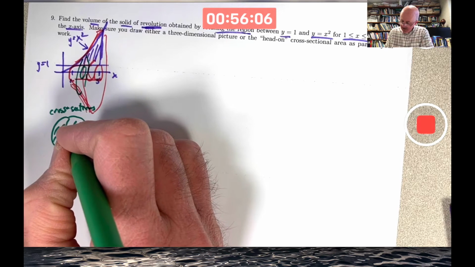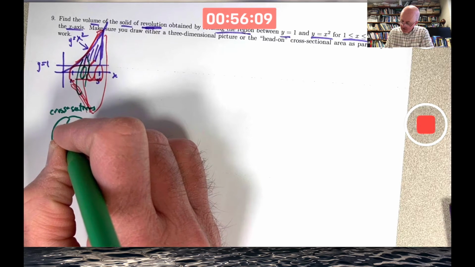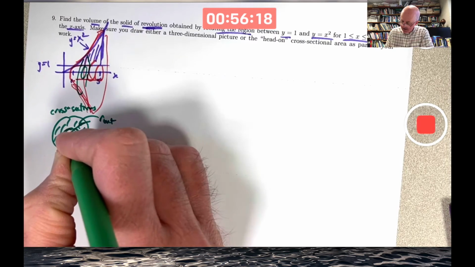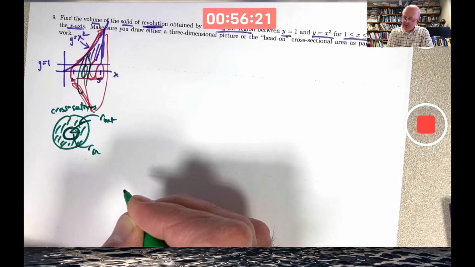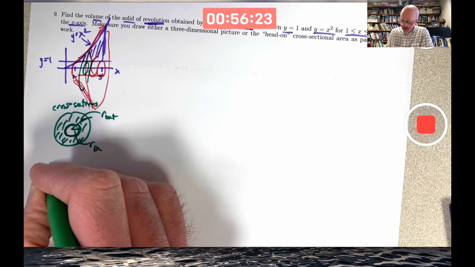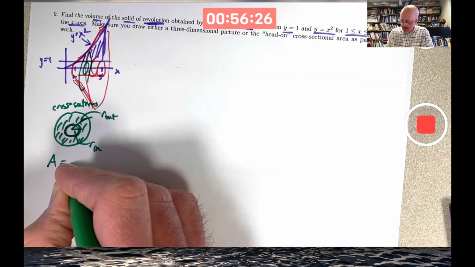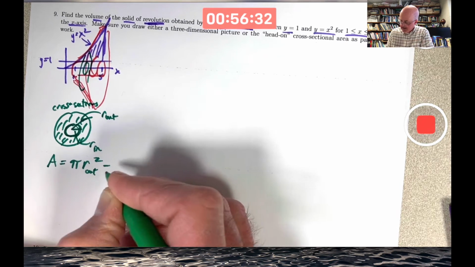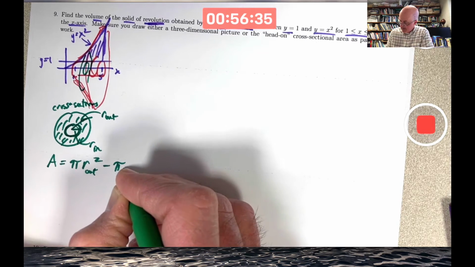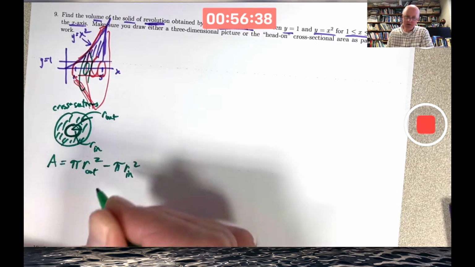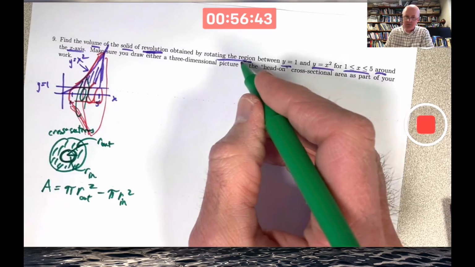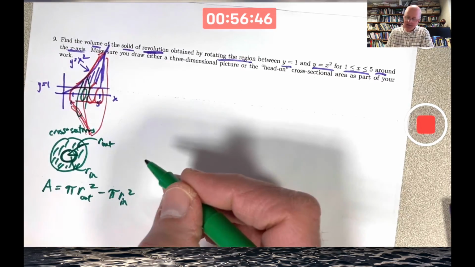But the key thing is the cross-sectional area in terms of x. Well, you're going to need to figure it out in terms of x, but there's an outer radius and an inner radius, r sub out and r sub in. We're going to need to figure out how those depend on x, but the cross-sectional area is the outer circle's area, pi r sub out squared, minus the inner circle's area, pi times r sub in squared. That'll be the cross-sectional area quantity. We'll need to figure out how it depends on x using the nature of the region. And we'll ultimately integrate that.